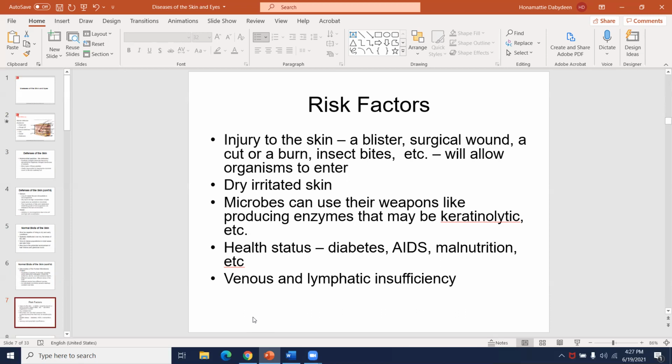Venous and lymphatic insufficiency. Well, we're talking about your circulatory system or your lymphatic system not working sufficiently. And so many times when that happens, especially in the extremities, the blood is not getting down to the extremities. And because of that, you have no oxygen in the area. And that is a call for especially those anaerobic organisms to enter and start causing their damage.